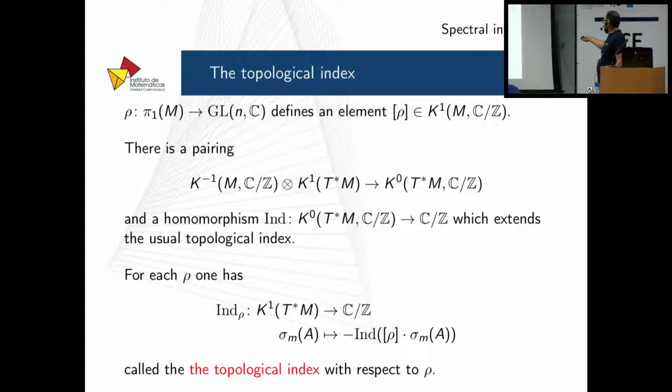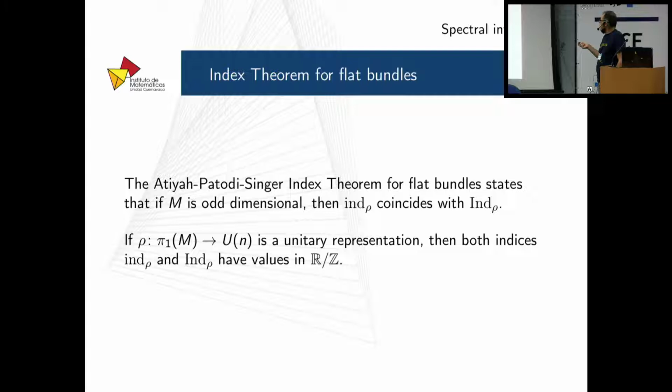So then we can define a new topological index, which takes the symbol of an operator, multiplies it by this pairing with the element given by the representation, and then takes this homomorphism. So this gives a new homomorphism from K1 of the cotangent bundle to C mod Z. And this is the topological index of the operator with respect to the representation rho. And the index theorem for flat bundles says that if the dimension of the manifold is odd, then the two indices coincide: the analytic index with respect to rho and the topological index.